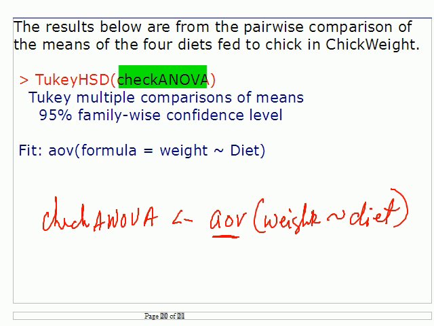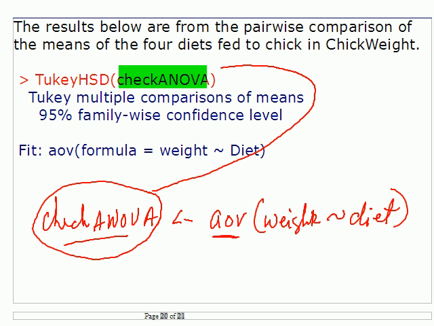Okay, here was the command in R for the analysis. I stored the results in this variable. So whatever variable you choose to store the results in is the one you're going to feed into the Tukey analysis. The command for the Tukey analysis is TukeyHSD.